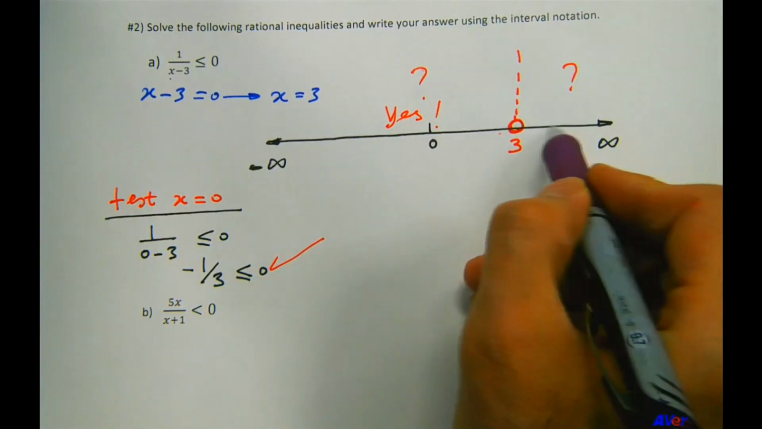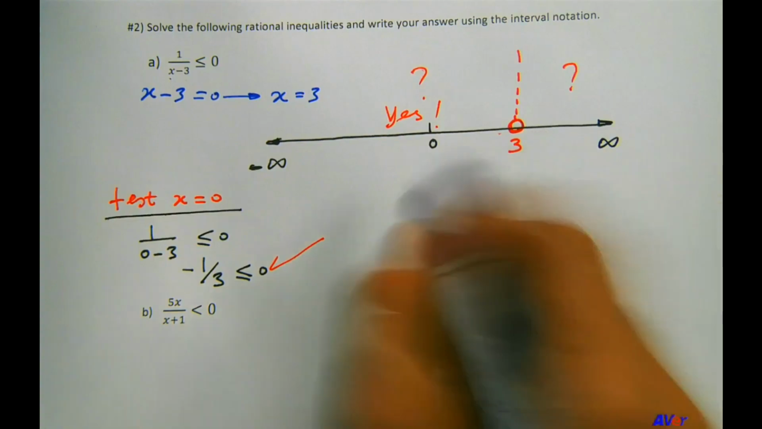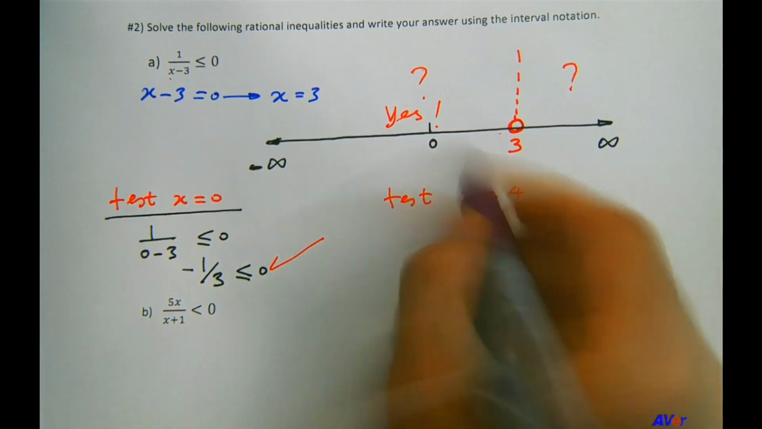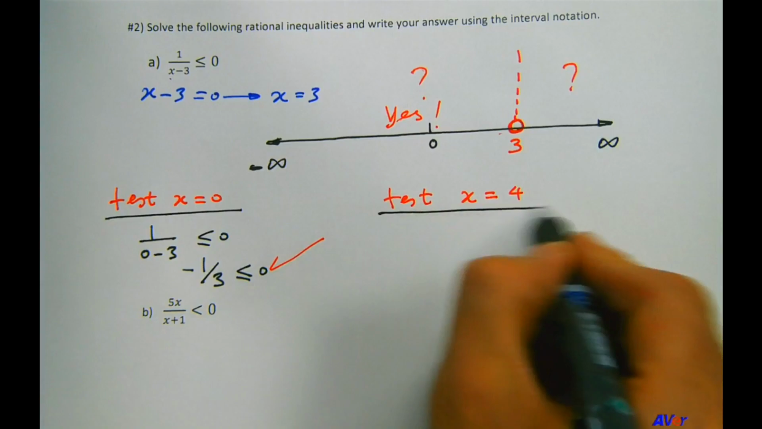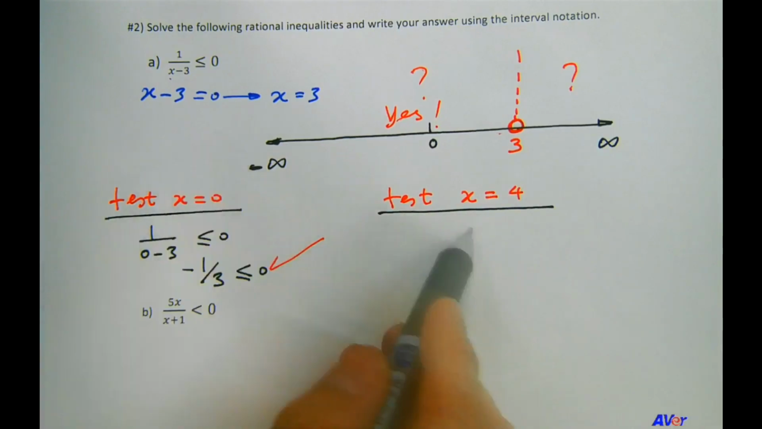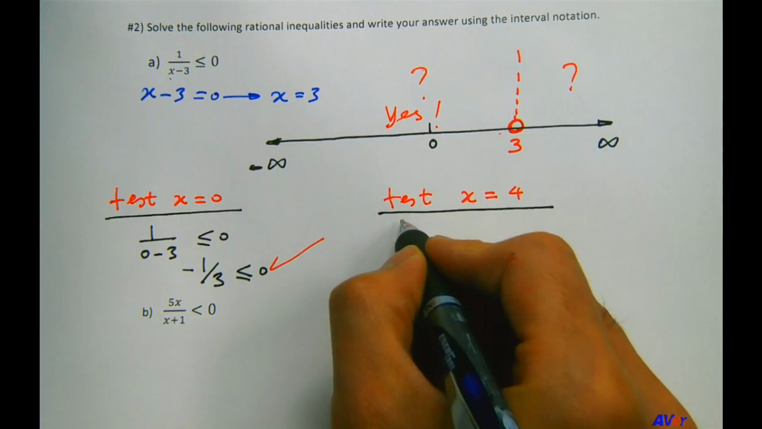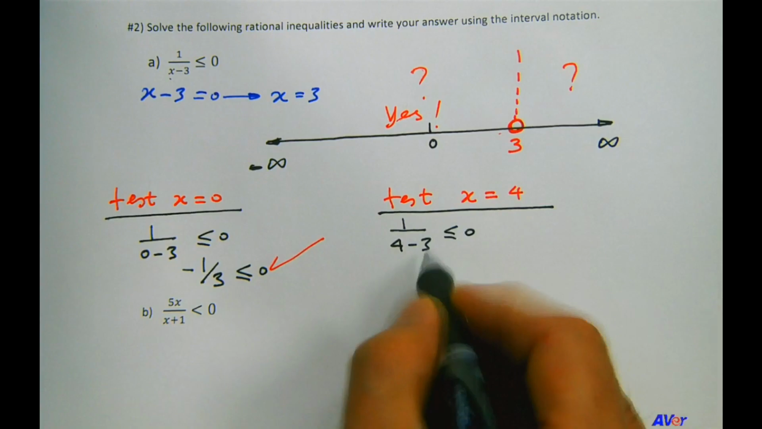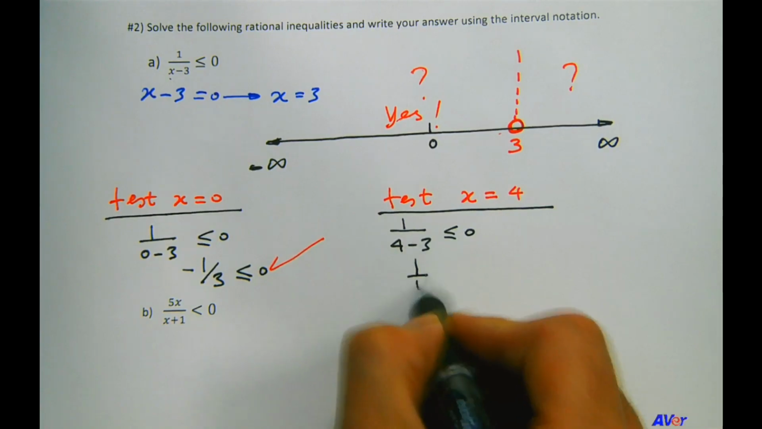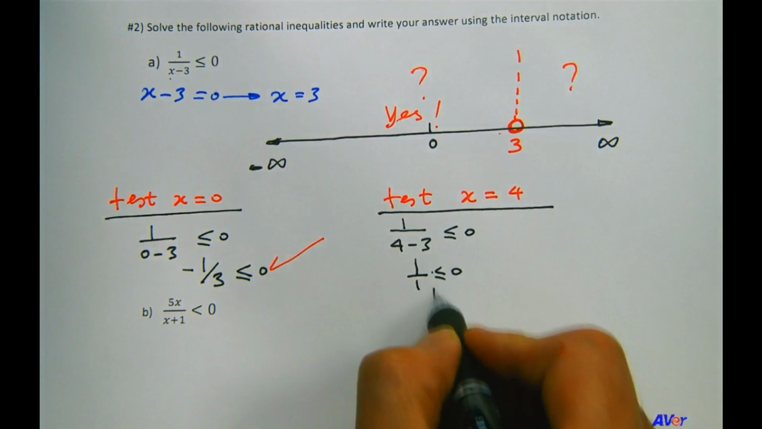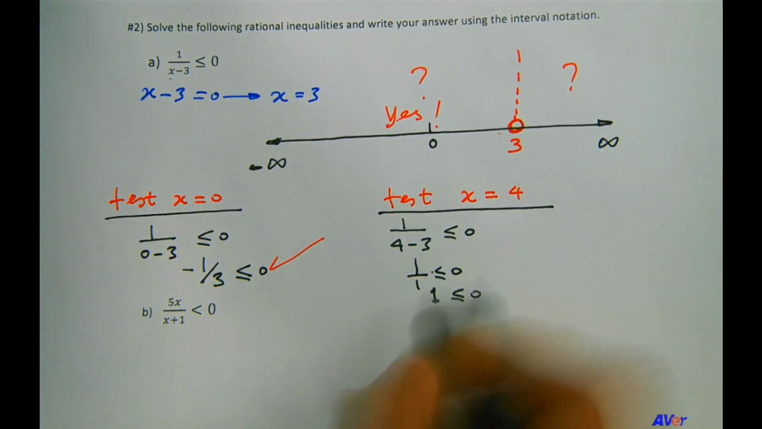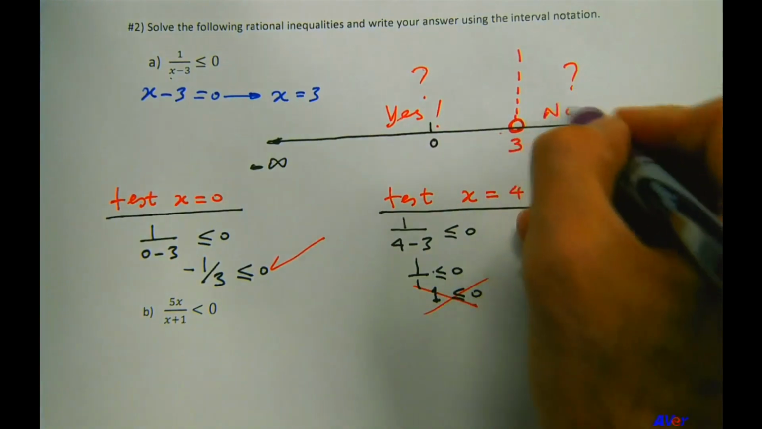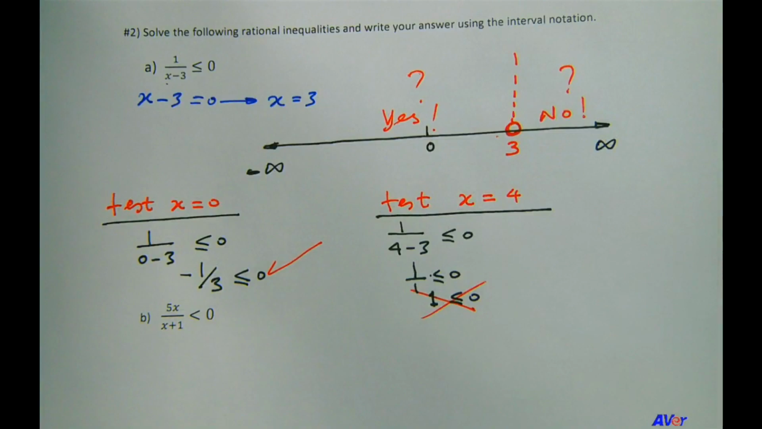Let's then check an easy number in this region. Let's test x equals 4. Okay, we're going to plug into that. So 1 divided by 4 minus 3 less than or equal to 0. And that's 1 divided by 1 less than or equal to 0, or 1 less than or equal to 0. Is this a valid result? No. So that region is not a solution region.